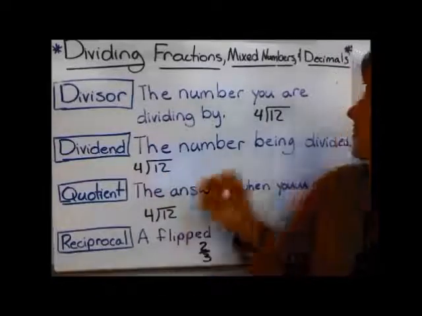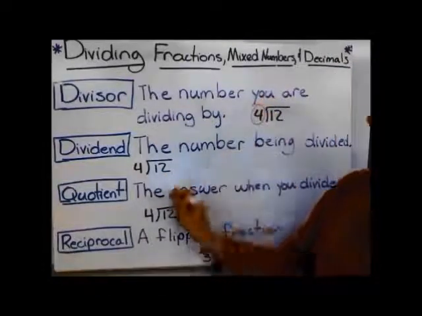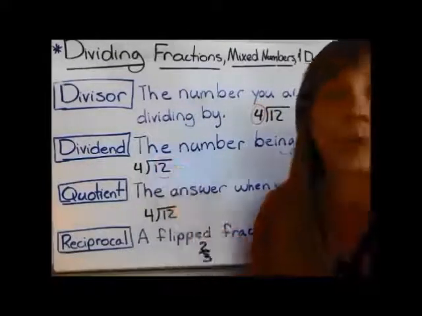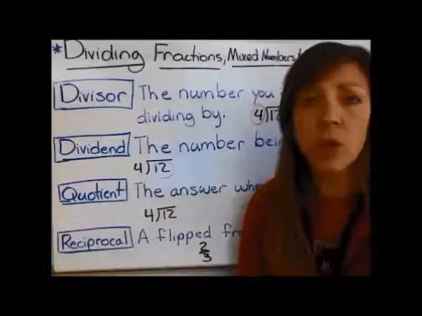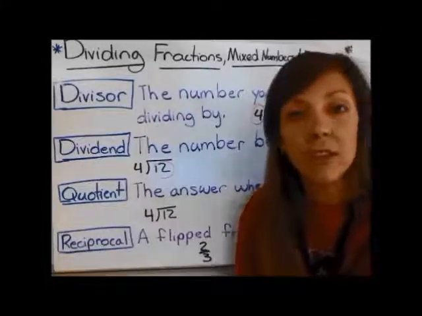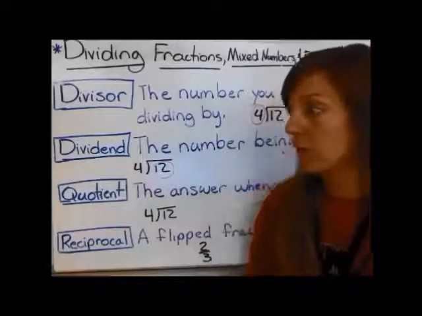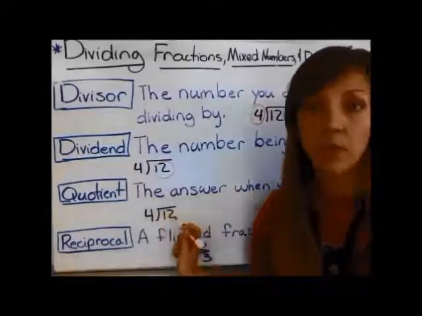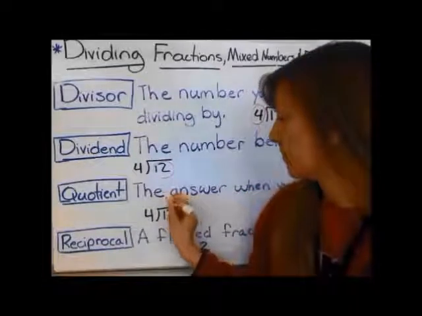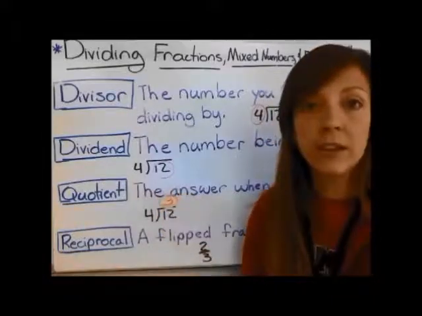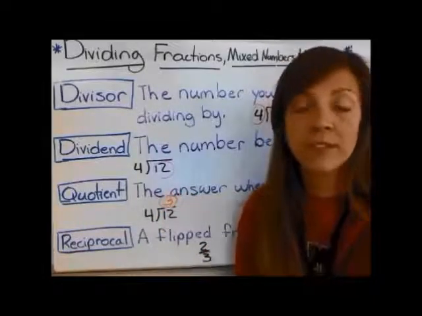So 12 divided by 4: 4 is your divisor. 12 is your dividend. Quotient. Quotient is the answer when you divide. So after you're finished dividing, 4 into 12 goes 3 times. 3 is our quotient.